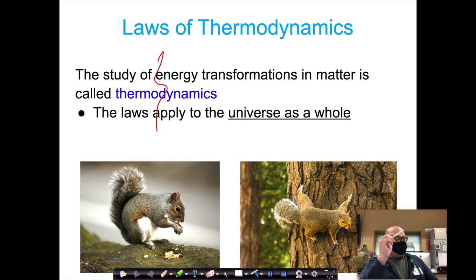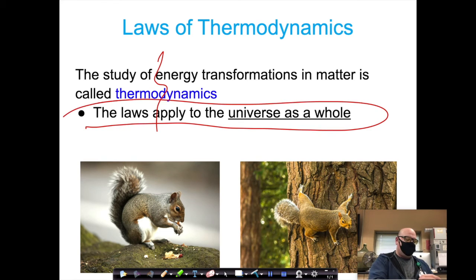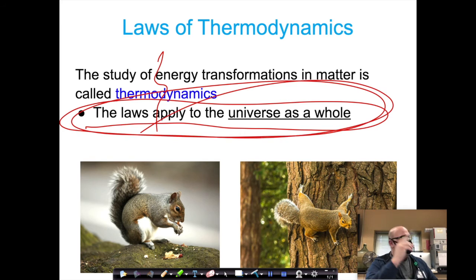Now, this can be a little confusing because these laws apply to the universe as a whole, okay? And you might look at a single life form and say, well, that life form is becoming more organized, so that violates these laws, because one of the laws is things become disordered. All right, so let's look at how that works.